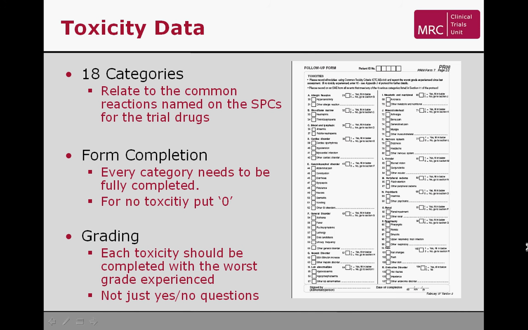Page 2 of the follow-up form is shown here. This is where toxicity data is recorded. There are 18 different categories on this form, all of which are related to common reactions named on the SPCs of the trial drugs. For each category, you must answer yes or no as to whether the patient has experienced any of the toxicities in that category.